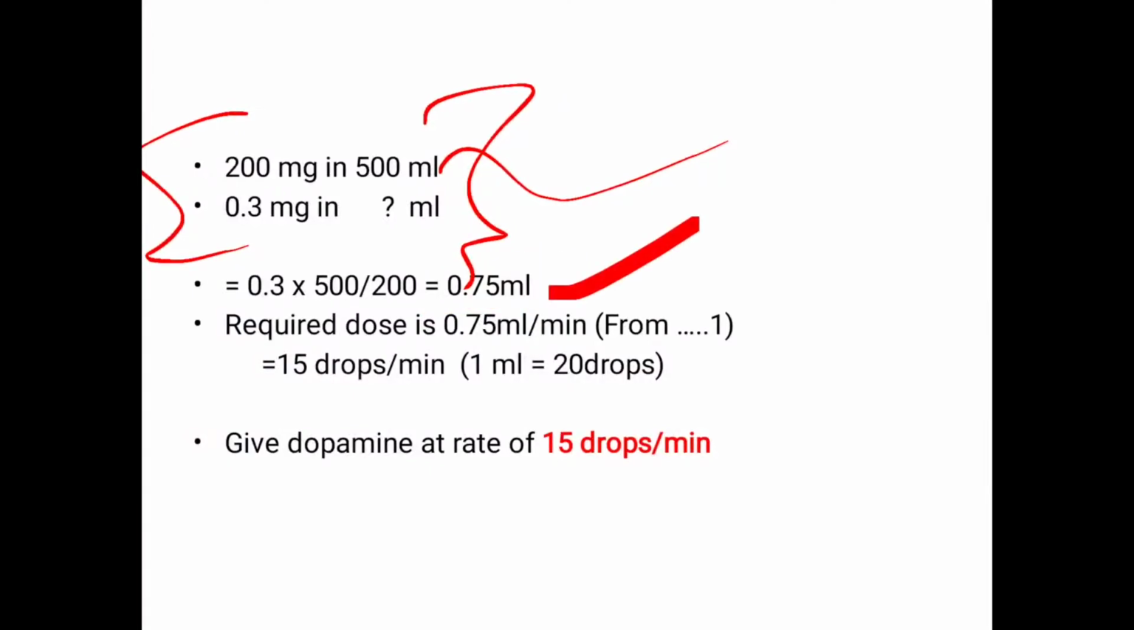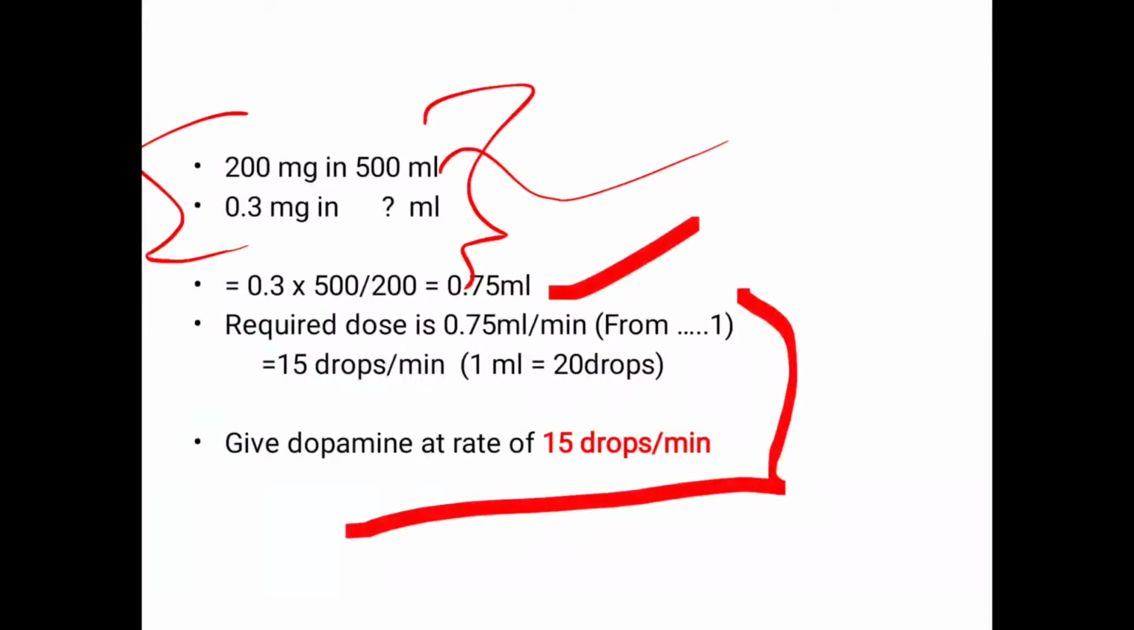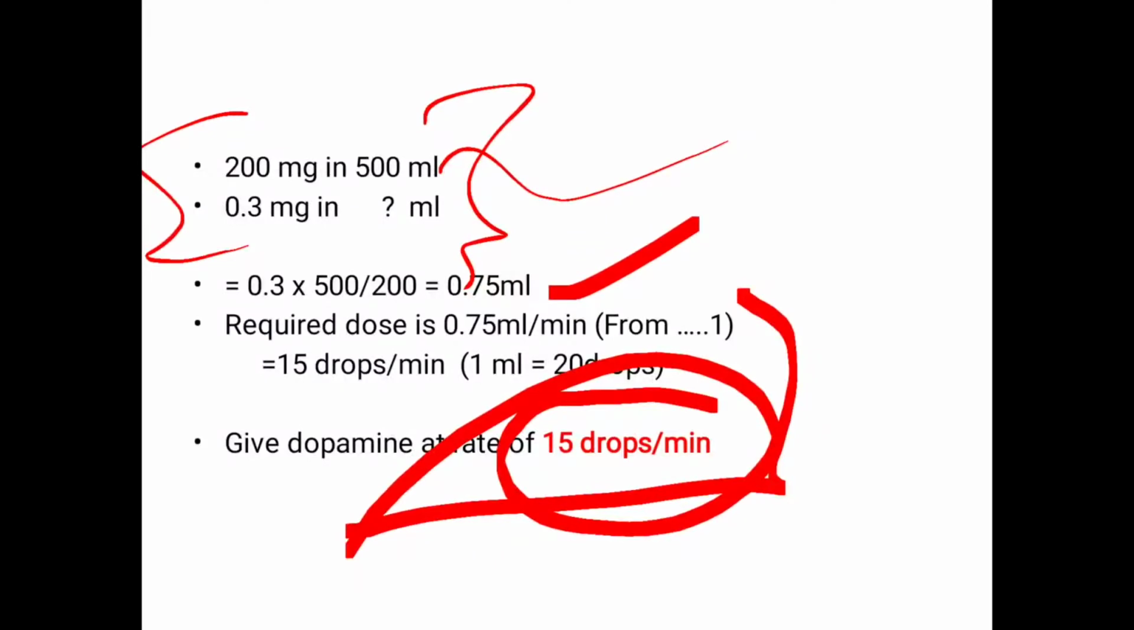So 1 ml contains 20 drops. So 0.75 ml contains how many drops? Our ultimate answer will be 15 drops. So remember, this is very important.